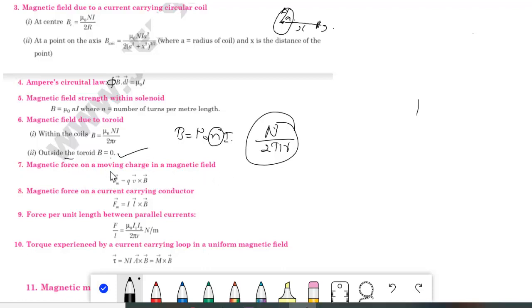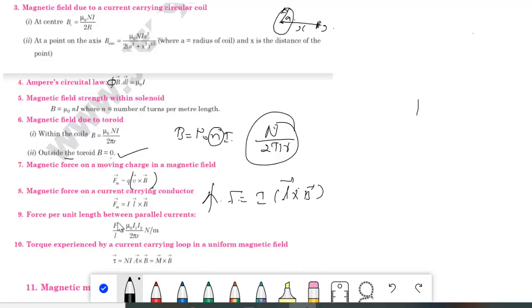Next is the magnetic force on a moving charge in a magnetic field. F is equal to q into v cross B. And the magnetic force on a current carrying conductor is F equals I into L cross B.